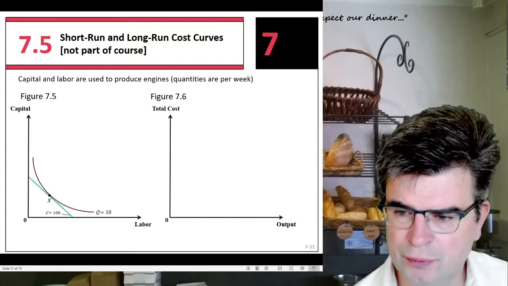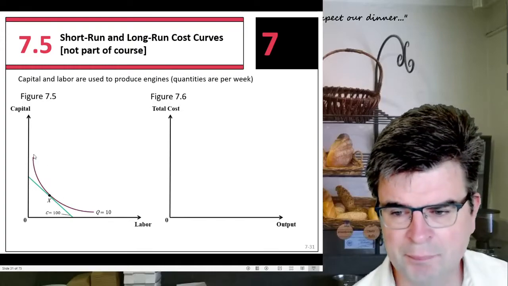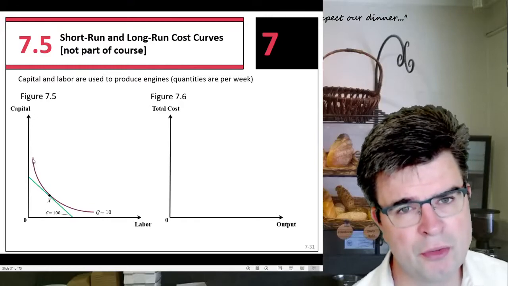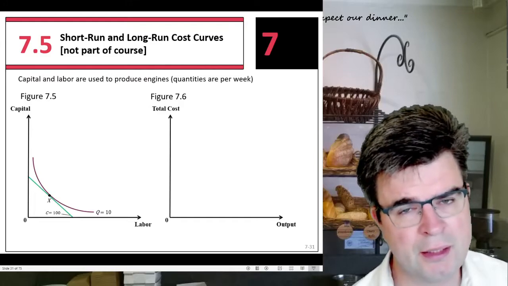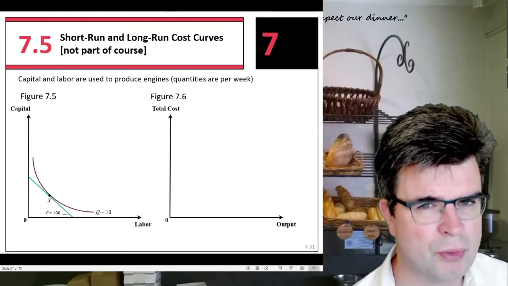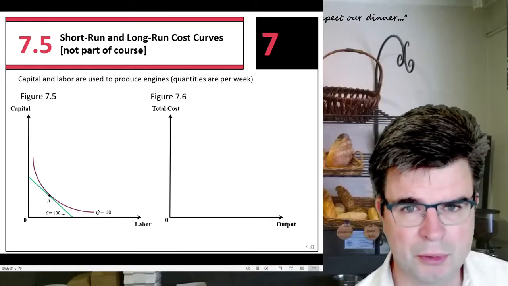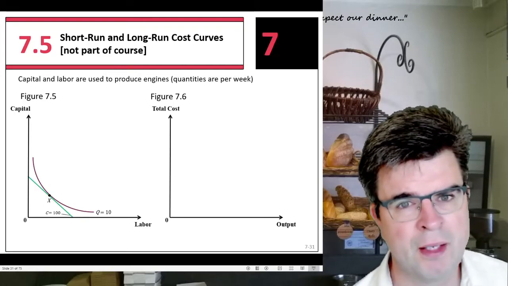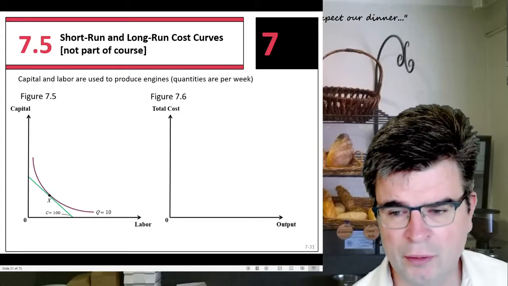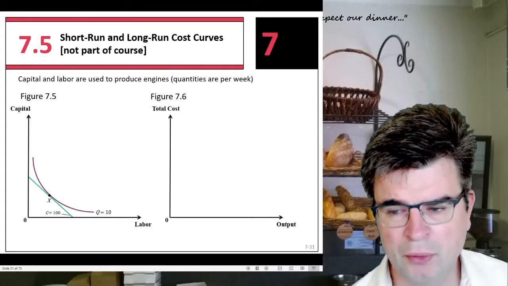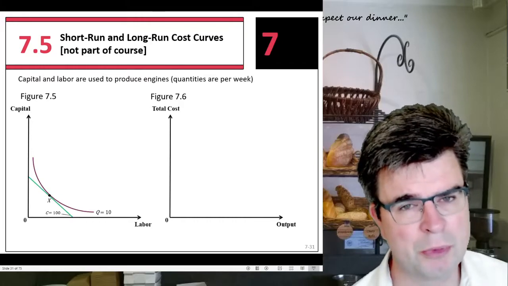The first graph that is shown is the isoquant, this curved brown line. It shows all combinations of capital and labor that allow the firm to produce exactly 10 engines. But of course, the firm wants to produce 10 engines at the lowest possible cost because it wants to maximize its profits. So in chapter 6, what is done is to derive which of these bundles, which each allow the firm to produce 10 engines, comes with the lowest cost.